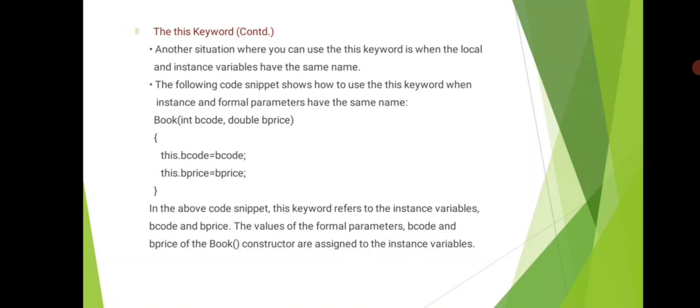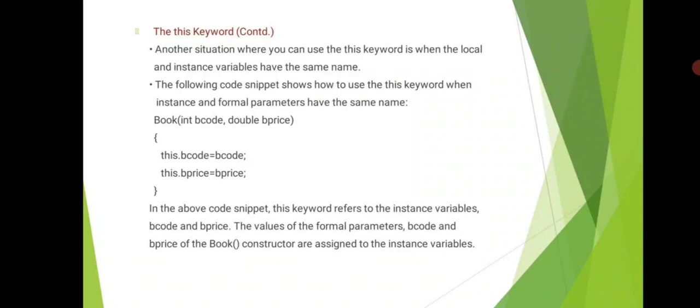When both names are the same, that is, having the same name, at that time this keyword is more useful. Here I will show one code. The following code snippet shows how to use this keyword when instance and formal parameters have the same name. Book is a constructor which has two arguments, int b code and double b price. In that, we are initializing the values, right?